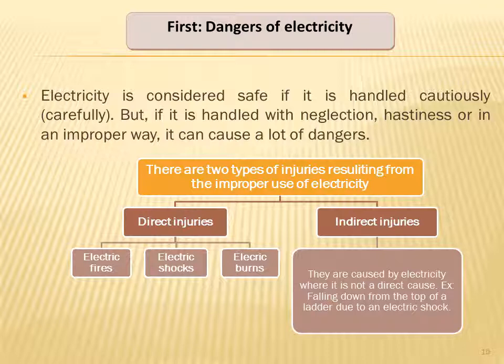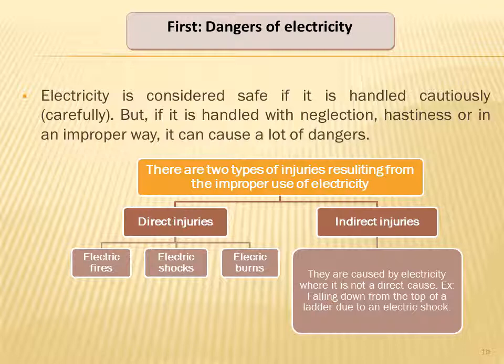In the case of direct injuries, electricity is a direct cause of one of these dangers. Electric fire, a fire that happens directly because of electricity. Electric shock, a shock that also happens directly because of electricity. And the burn that may result from an electric fire, or when I touch a machine that produces heat and works by electricity. The burn that I'm going to have is called an electric burn, because here electricity is a direct reason for such a danger.